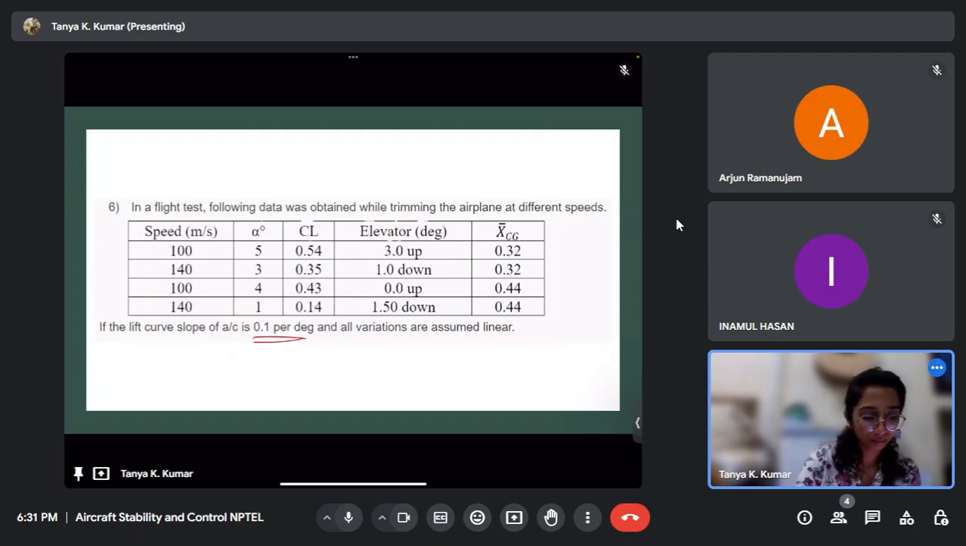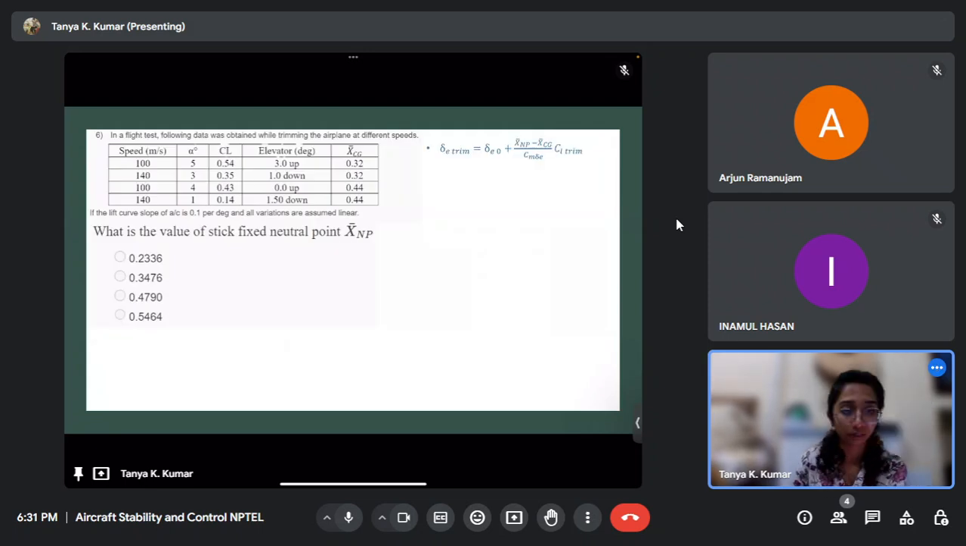So how do we do this? We use this equation, delta E trim, because we have delta E trim values. We don't have delta E naught. We need to find out x bar NP. We don't have that. We have this Cm delta E, we don't have. We have CL trim. So you have four equations. You have 4 points. So you have four equations and three unknowns. So you will be able to solve it.